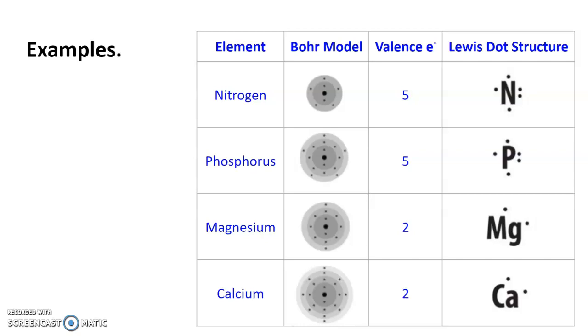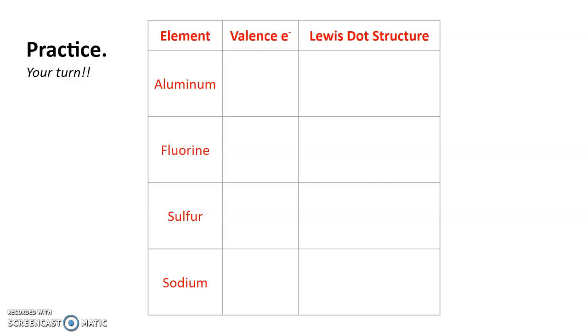What I'd like you to do now is open the student response sheet that goes with this presentation, and I want you to do this practice. There's a table filled out for you. You can use the picture of the Bohr models 2 slides ago, and then you can figure out how many valence electrons and click and drag some dots to make your Lewis dot structure.